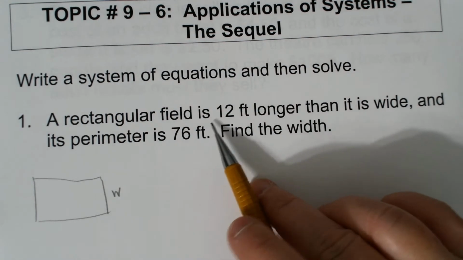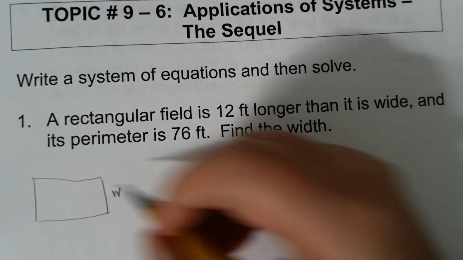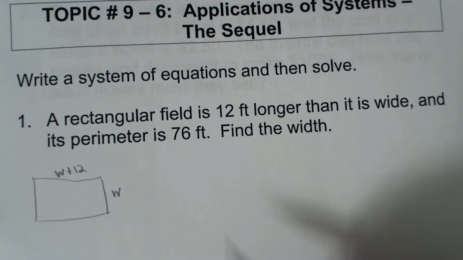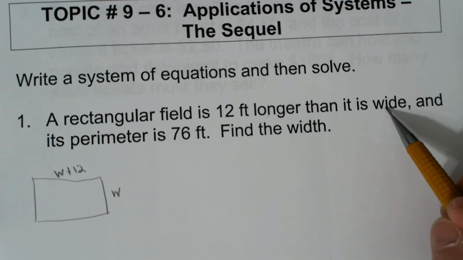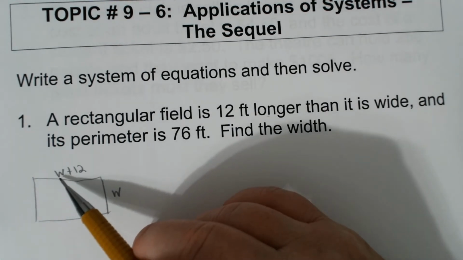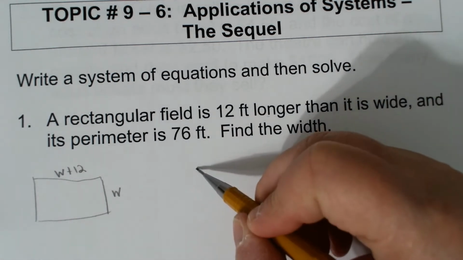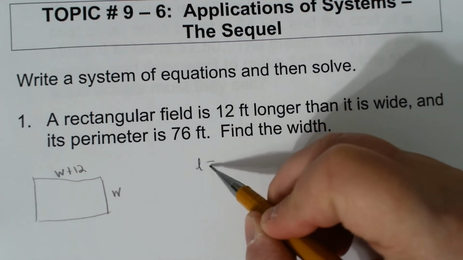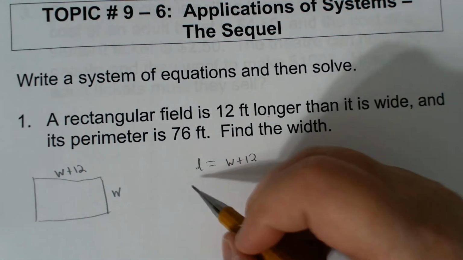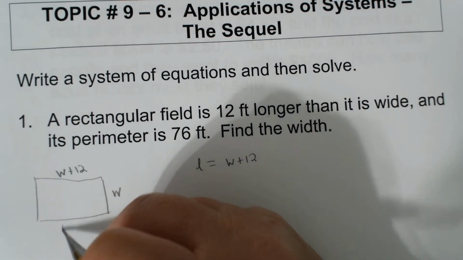And the length is width plus 12, because it's 12 feet longer than it is wide. So if W is the width, then the length is W plus 12. So you have the length is width plus 12, and then you have perimeter, and perimeter is adding things around.